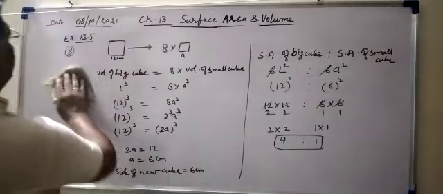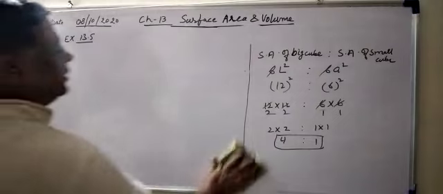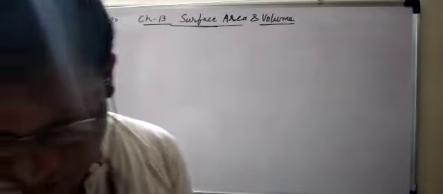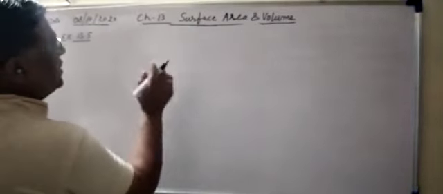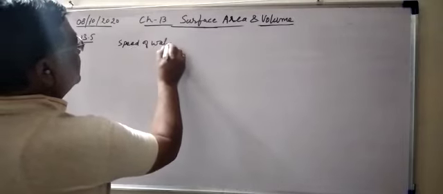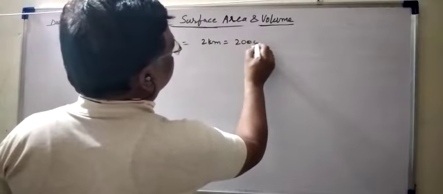Now come to the last question of this exercise. The ninth one. Here the water is running in a river. The length is means the speed of water. The speed of water, that is 2 kilometer. That means 2000 meter.